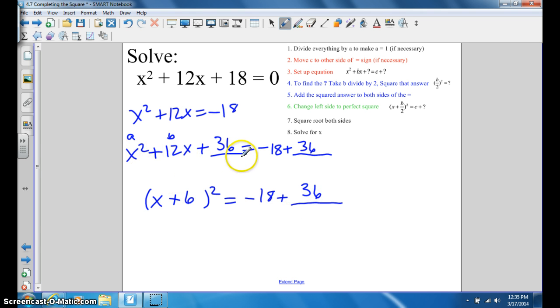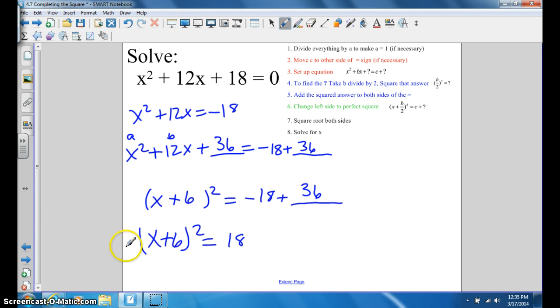So, I've kind of just done steps 4 to 6 right here. So I set up my equation, and then to find these two spots here, I took half of b, which also goes here, and then I took that and squared it to get these 3 spots here. So now I have x plus 6 squared equals negative 18 plus 36, which is just 18.